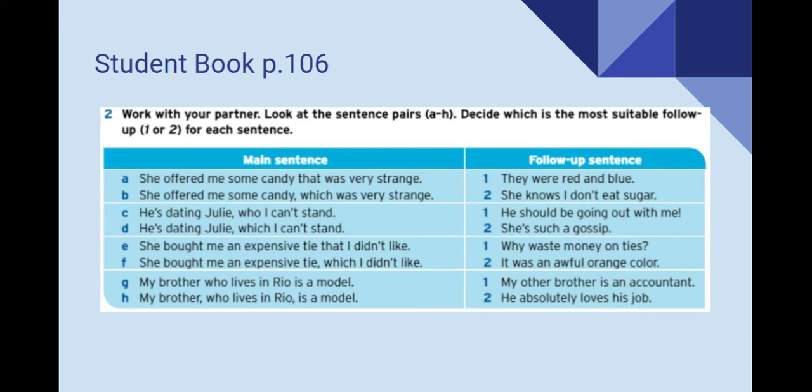Let's match. She offered me some candy that was very strange. In this case, I am talking about the candy, that the candy was strange. Here, we're going to match with number 1. Sentence B. She offered me some candy, which was very strange. In this case, I am talking about the action. So, we're going to match with number 2. She knows I don't eat sugar, so it was very strange that she offered me the candy. Pause the video and work on the rest, please. Great, we're going to check this during our class, okay?